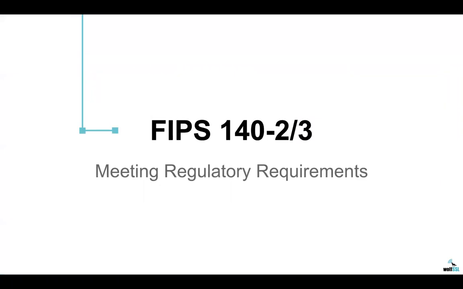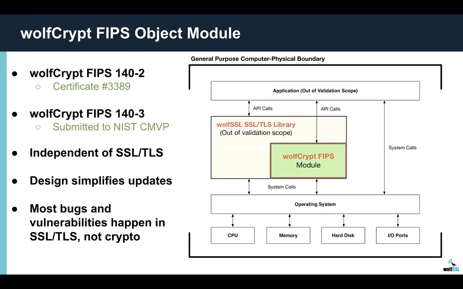Next up, we'll talk a little bit about FIPS here that can help you meet some of your regulatory requirements. We currently have one active certificate for wolfCrypt FIPS 140-2. That's certificate 3389. Our 140-3 validation, we have submitted to NIST. And so now we're just waiting on NIST to finish their review process as part of the CMVP.